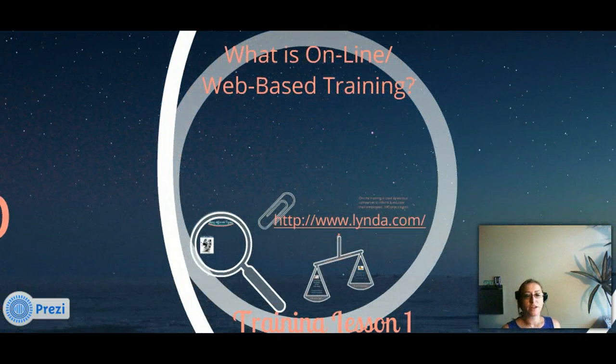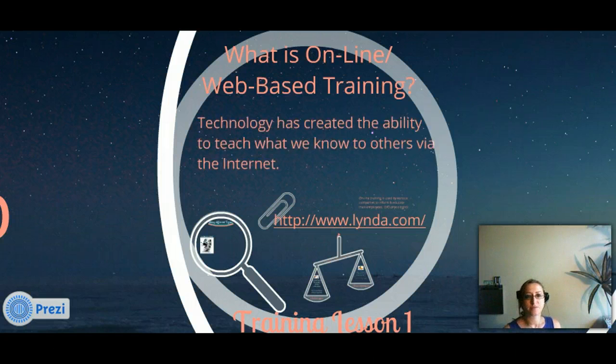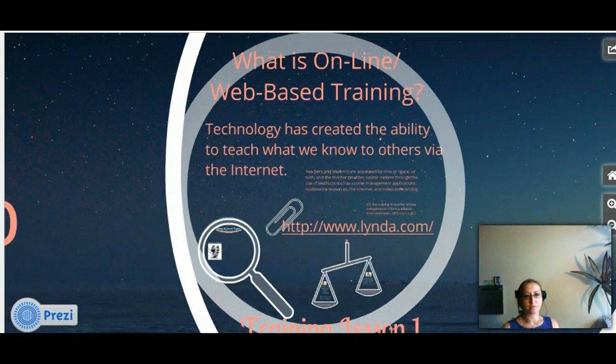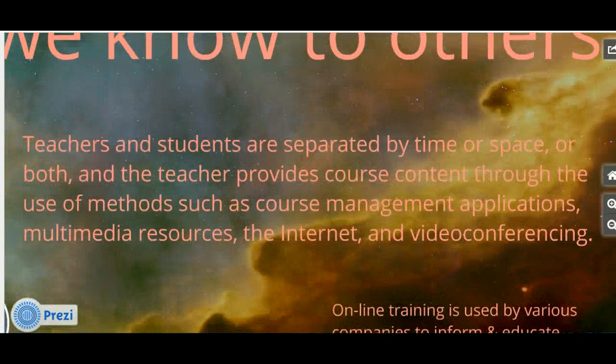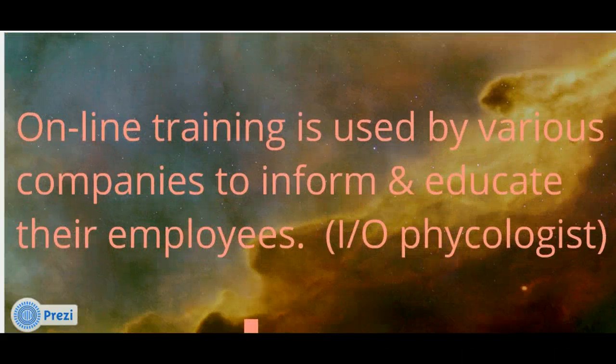What is online or web-based training? Technology has created the ability to teach what we know to others via the internet. Teachers and students are separated by space or time, or both, and teachers provide course content through the use of methods such as course management applications, multimedia resources, the internet, and video conferencing. Online training is used by various companies to inform and educate their employees. And this is where IO psychologists come in.